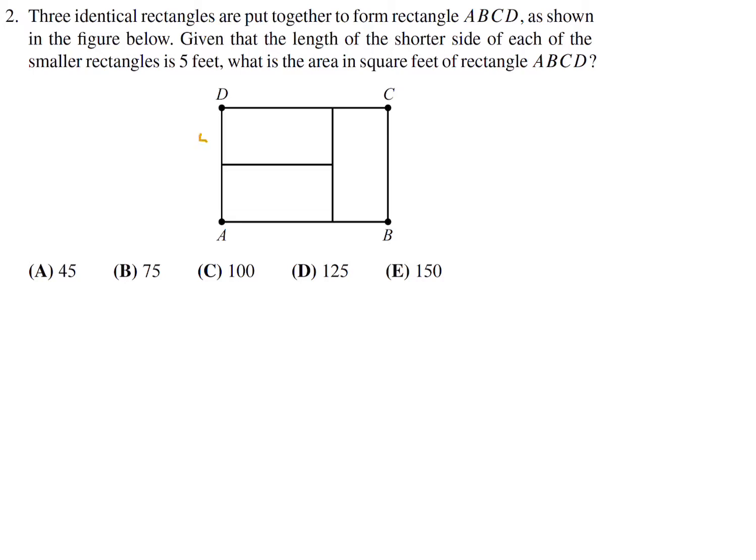Well, they're saying that this is 5, the length of the shorter side. So that means this, from there to there, is 10. So that longer side is 10. So therefore this is 10, this is 5, and this is 10. So we have the dimensions. So the area of that rectangle would be 15, which is the distance from there to there, times 10, which is 150. So number 2, the answer is E.